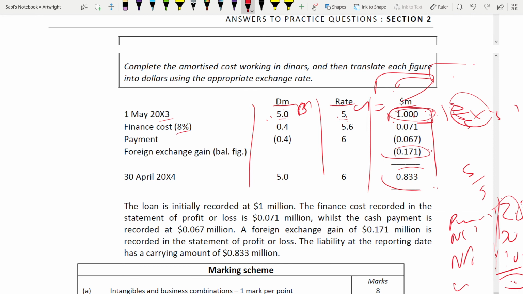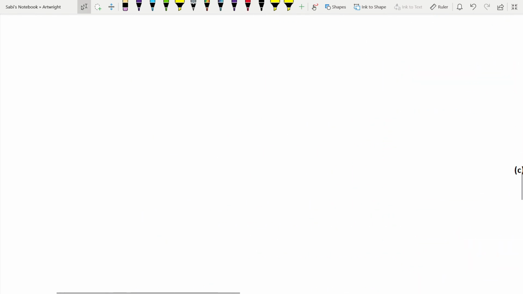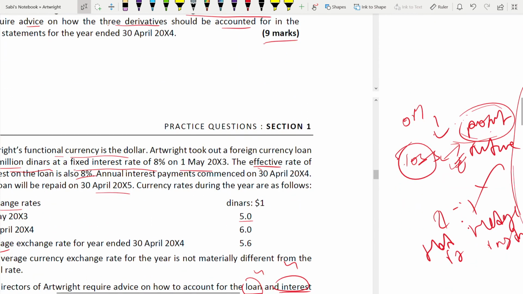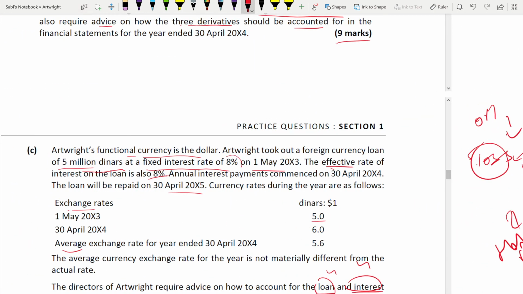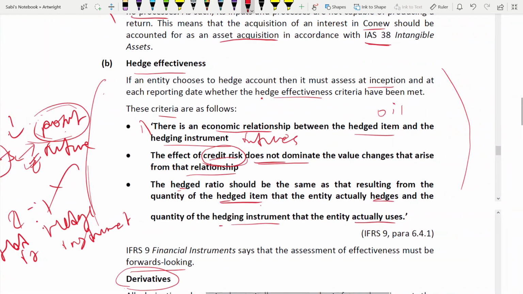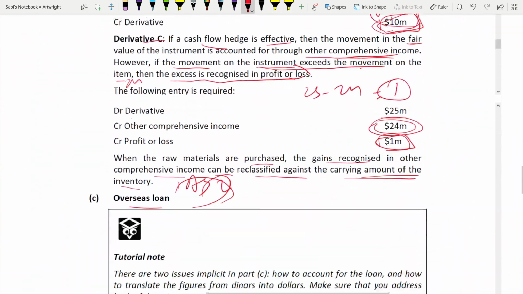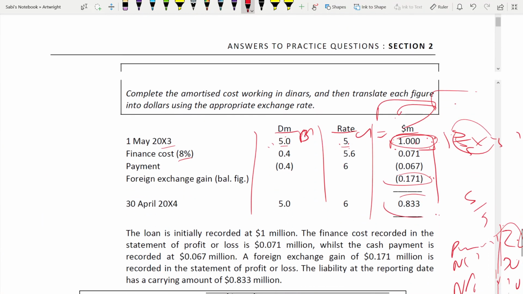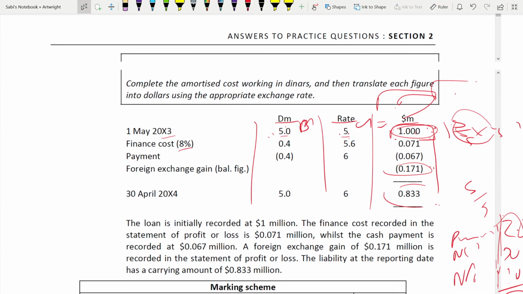Because there is one more interest. Let me check. Students often get confused. That is the fixed interest rate of 8%. So in this case both are same. Sometimes they give you a coupon interest rate, sometimes they give you an effective interest rate. They both are different. Their purpose is different, so you have to pay attention to it. So 4% on that 5. This is the interest.